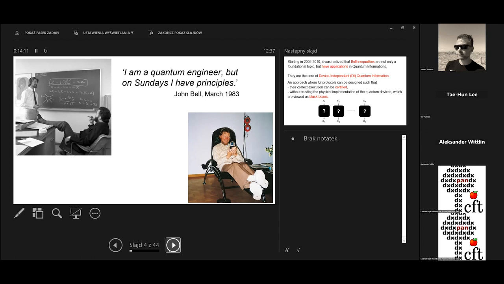Colleagues of Bell and people who knew him remember that he himself said that his work on Bell inequalities did not make any difference to people who wanted merely to use and apply quantum theory. So what I want to tell you in this talk today is that now this has changed.